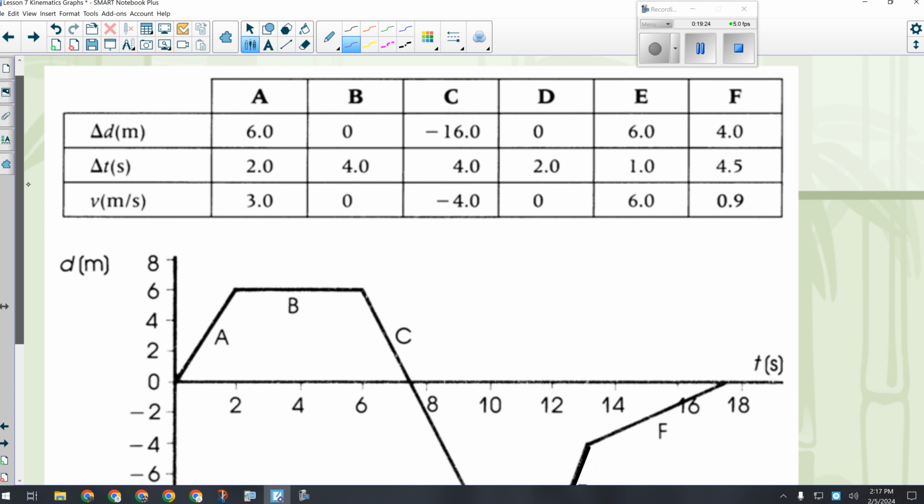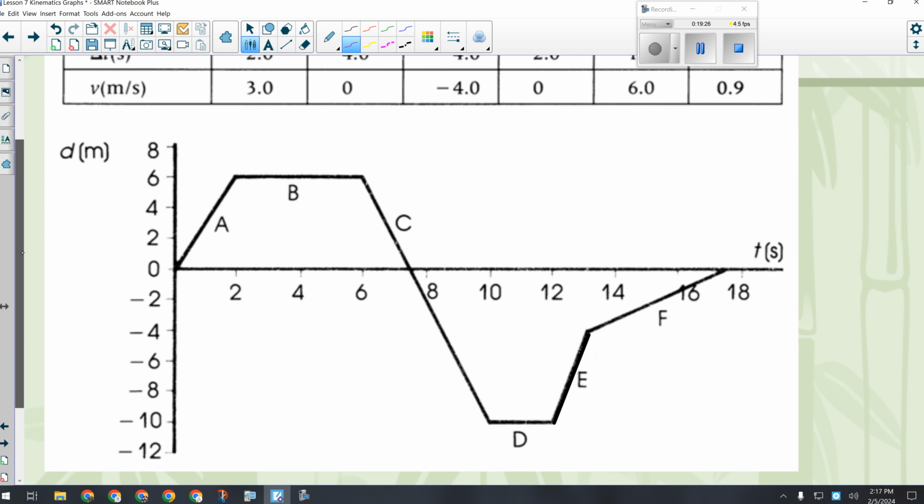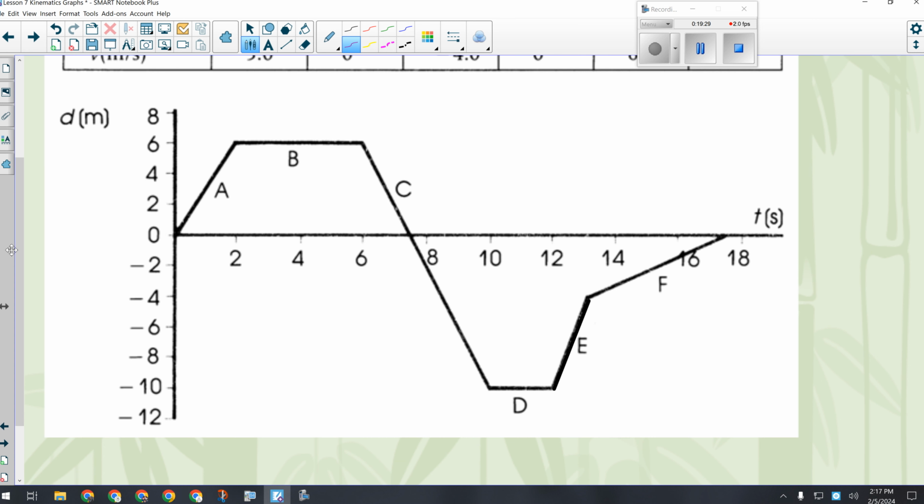Okay, so let's say I give you a position versus time graph that looks like this one. One of the first things I can ask you is, what's going on in part A? What's the object doing in part A? Moving forward at a constant rate. Awesome, moving forward at a constant rate. I know it's constant because it's a diagonal line. It goes up the same amount every time it goes over.